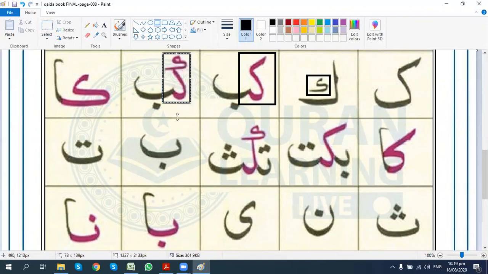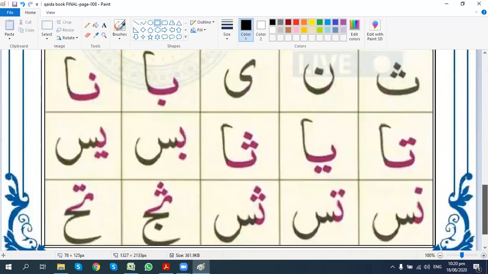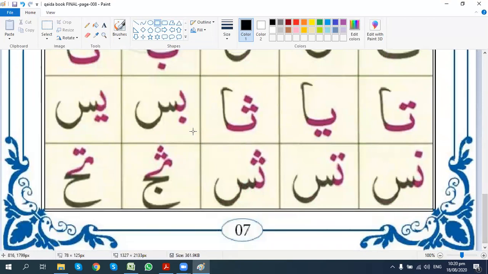So whenever you see the shape look like a lam, but it has a small icon on the top, then we will call it kaf. Otherwise, it will be a lam. Understood? Similarly, this kind of differentiation you have to tell your students for each and every letter.